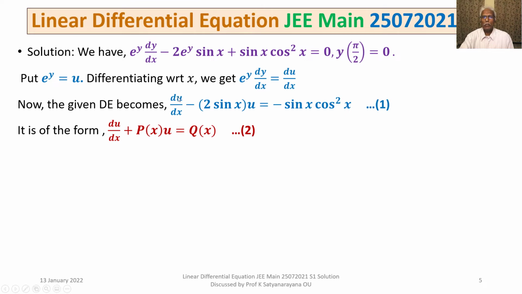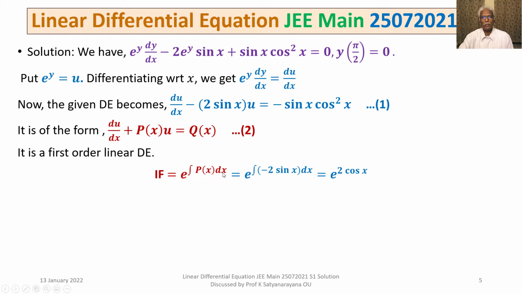It is of the form du by dx plus p, a function of x, into u is equal to q, a function of x. So this is a first order linear ordinary differential equation. And to solve this, we find its integrating factor. Integrating factor is equal to e power integral p of x dx, where p of x is minus 2 sin x, is equal to, integrating we'll get e power 2 cos x.